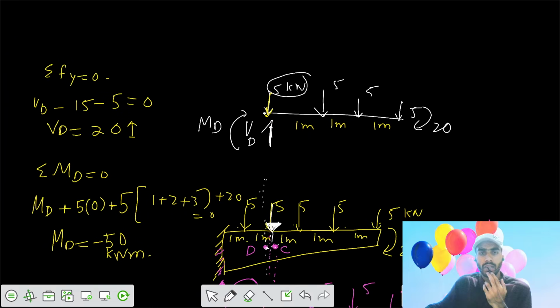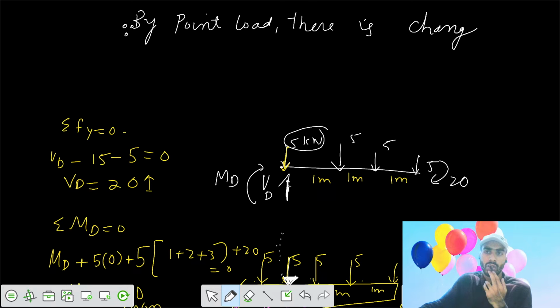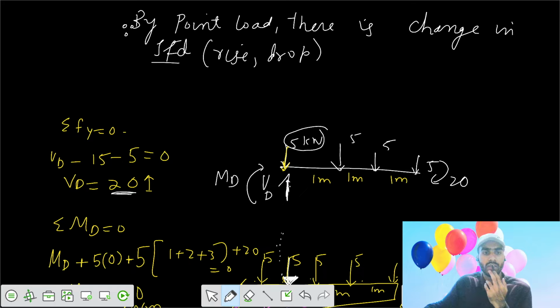So the conclusion is that because of the point load, there is a change in shear force. In the shear force diagram there would be a change because of the point load. So we can say sudden rise or drop. In our case, a 5 kilonewton rise if you go from C to D, so a rise or drop in the SFD.